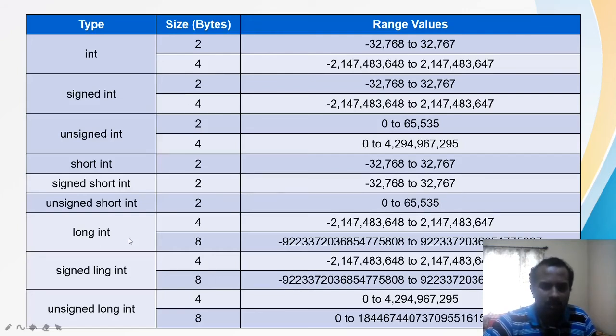Long int and signed long int are also similar to integer only. The MSB is used for the signed representation, that is plus or minus. But while coming to the unsigned long int, the complete memory, or the complete provided memory, is used for the representation of the number.